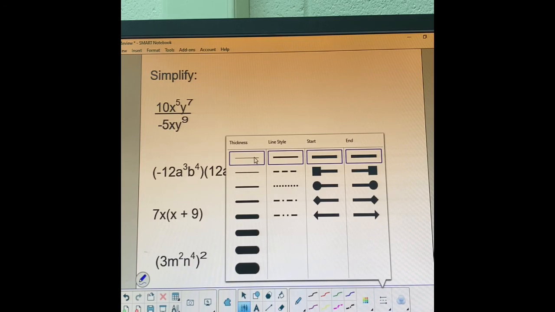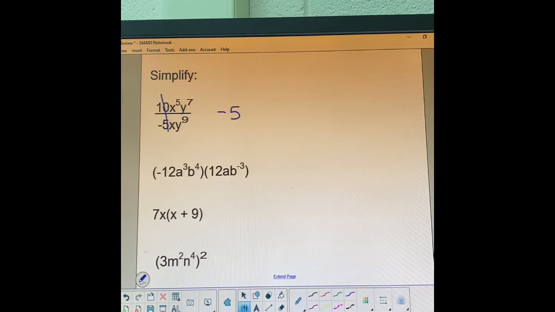Simplify each expression. First one we are dividing. The next 2 we are multiplying. And the third one we are raising a monomial to a power.